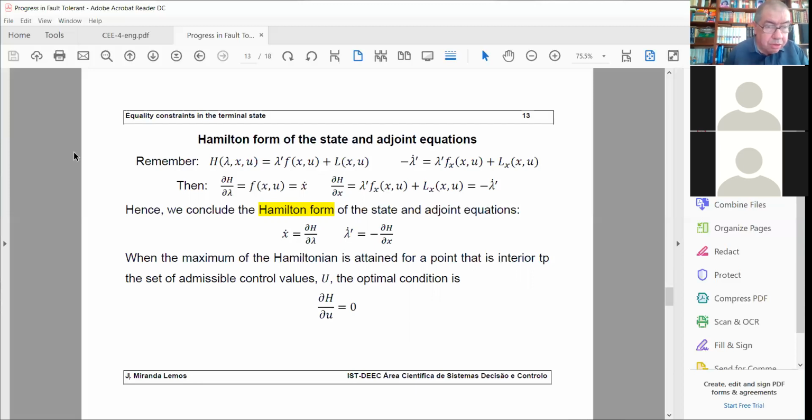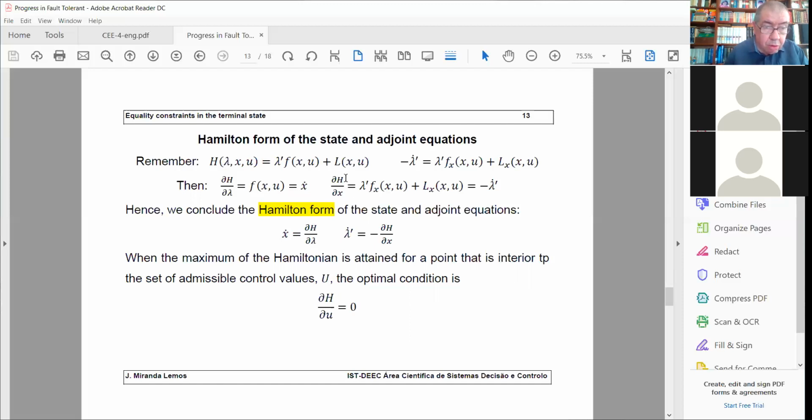Now, if you compute the partial derivative of the Hamiltonian with respect to lambda, well, it's just F, because the second term does not depend explicitly on lambda, and the first term is linear in lambda. So this is just F, but F is nothing more than x dot. So the state equation can be written as x dot equal to the partial derivative of the Hamiltonian with respect to lambda.